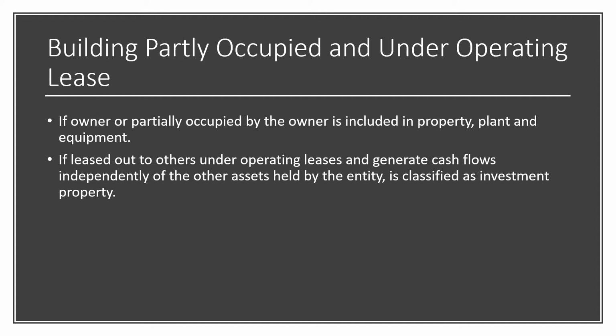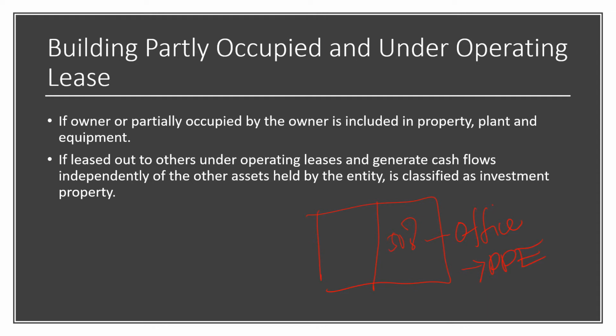Building partly occupied and under operating lease. If owner-occupied or partially occupied by the owner, it is included in property, plant, and equipment. So, if 50% of the property is owned, for example, you have a building, and half or 50% of the building is used for office or manufacturing purposes, therefore the 50% of this asset should be part of property, plant, and equipment.